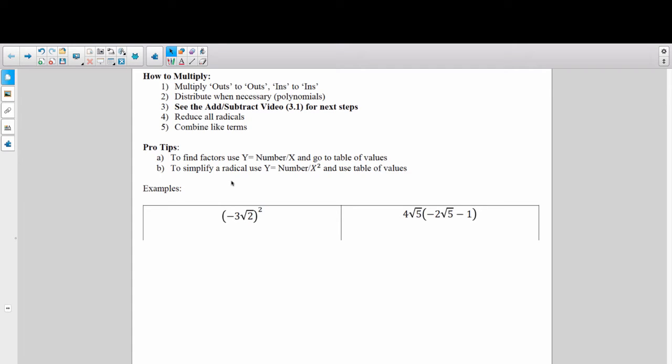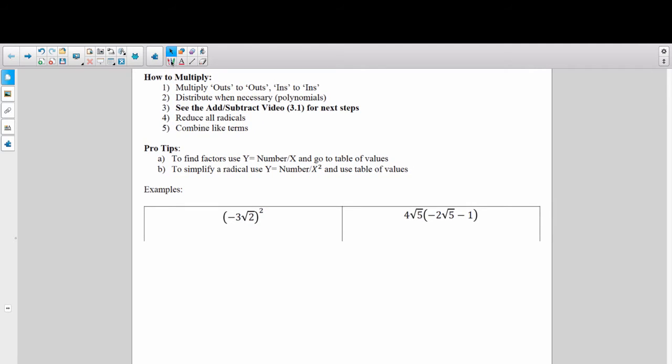This is going to be a fast video because it's just a small topic about multiplying radicals. You added and subtracted them in the last video, right here. So today we're just going to multiply, which isn't so bad. Here's the rules I have for doing so. What I call outs to outs, ins to ins. So you multiply the outside numbers and then the inside numbers. So let's take a look at this example right here.